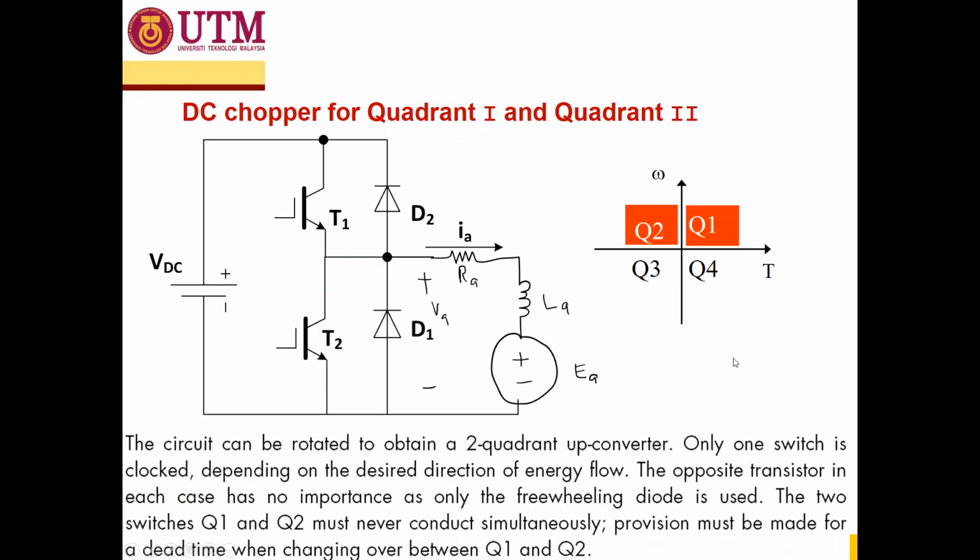So this is the circuit for two quadrants. This circuit is able to conduct in two quadrants, which are forward motoring and also forward braking. This means that this circuit must be capable of producing positive VA with positive IA, and positive VA with negative IA.